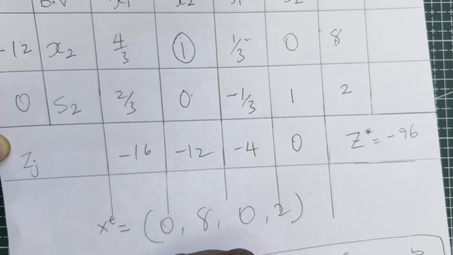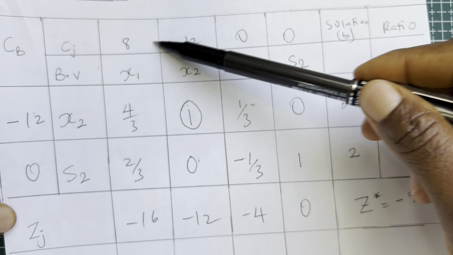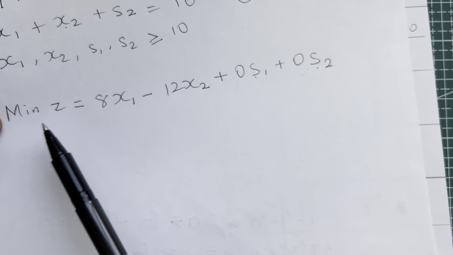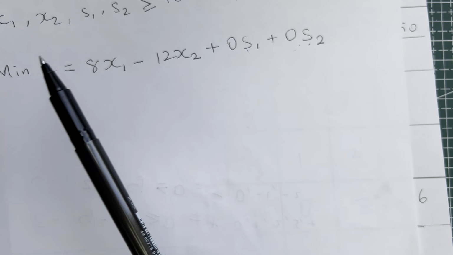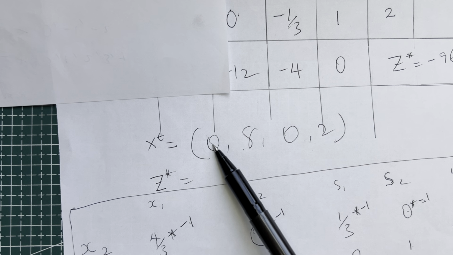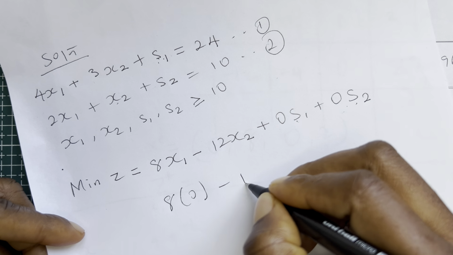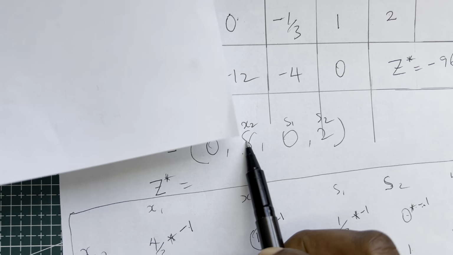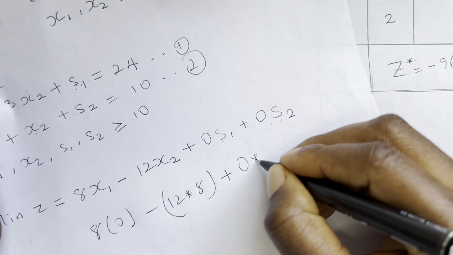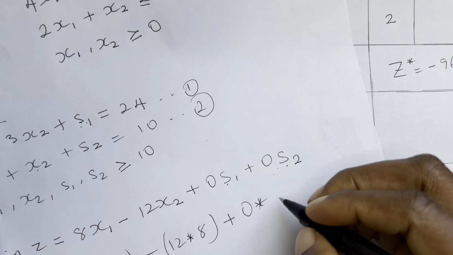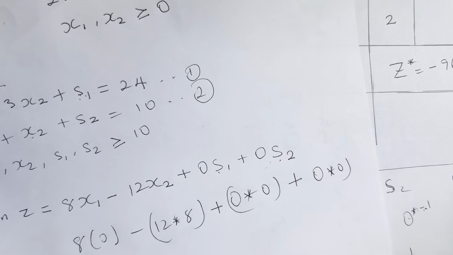So to get our optimal solution now, we are going to substitute this value into our objective function, which is here. Or we use this. So we're going to substitute this x transpose we got into this. Remember here, in our x transpose, we have x1 to be 0. We have 8 times 0 minus 12 times, so x2 here is 8, 12 times 8, plus 0 times no value for x1, we have 0. For x2 here, we have 2 plus 0 times 2.